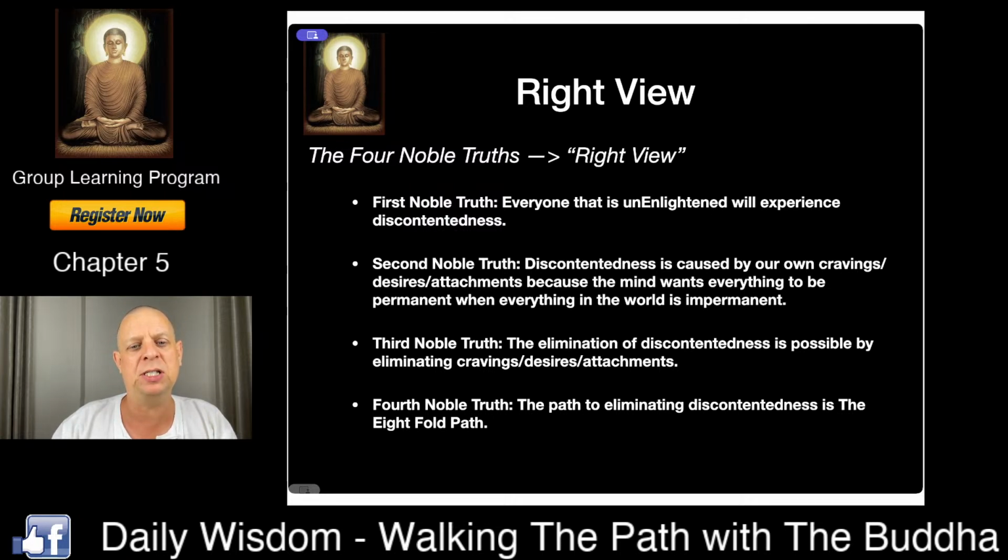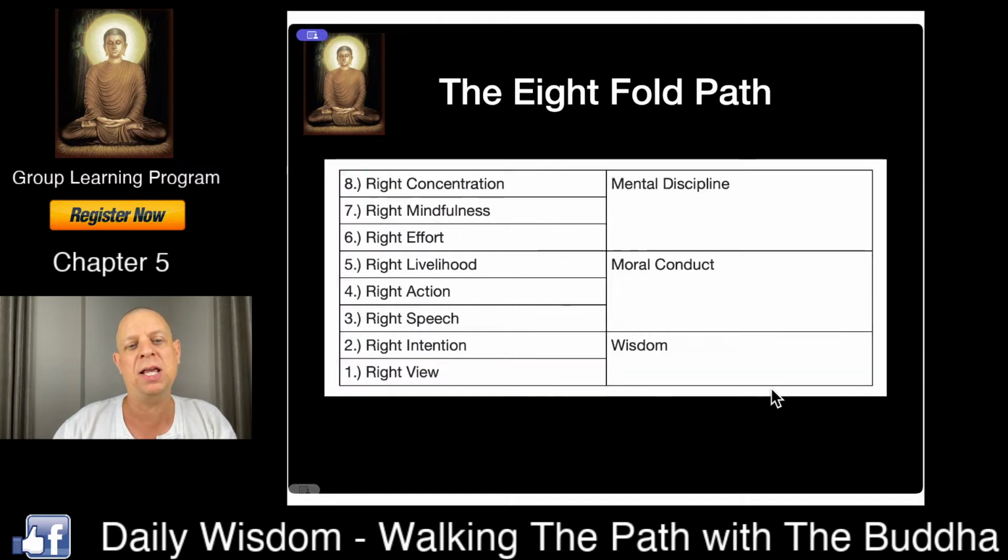The third noble truth is explaining the elimination of this problem, that you need to eliminate craving, desire, attachment. And the fourth noble truth is explaining the way to eliminate all the problems of the mind and the causes: the Eightfold Path. The path to eliminating discontentedness is the Eightfold Path. This is the complete, perfect plan that's going to completely eradicate all the cravings, desires, attachments in the mind. And this is why after you establish right view, you would like to then move into understanding the Eightfold Path and learning this more and more closely.